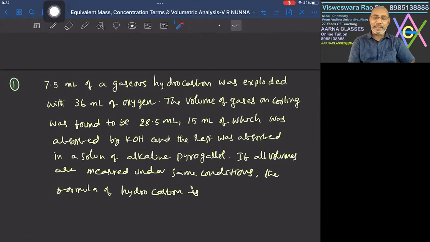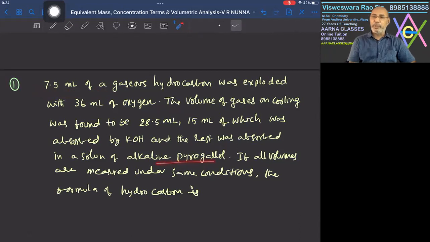It means that all the 7.5 ml of hydrocarbon is completely burned. You are taking an excess of oxygen, and in excess oxygen all the hydrocarbon will burn. Nothing of the hydrocarbon is left. It means oxygen is still left after the reaction. Whatever hydrocarbon you took at the start is completely combusted.